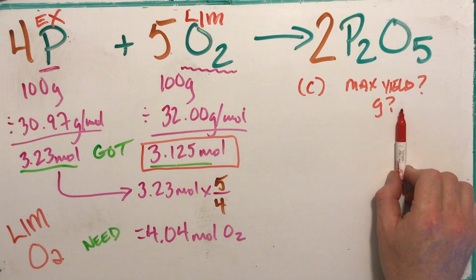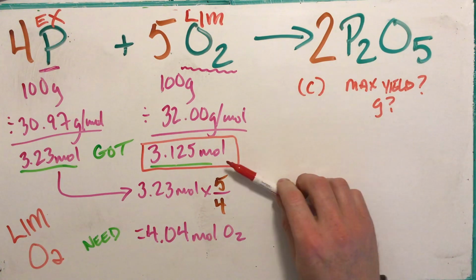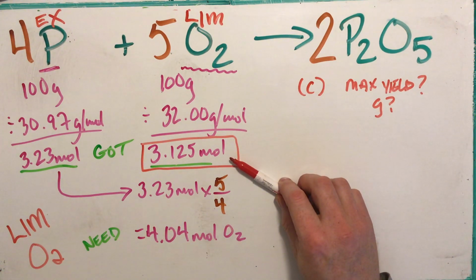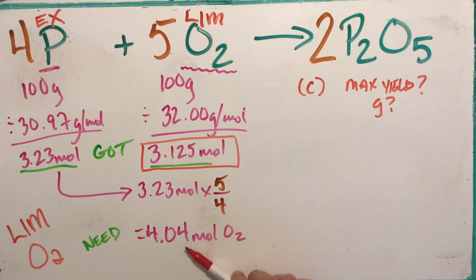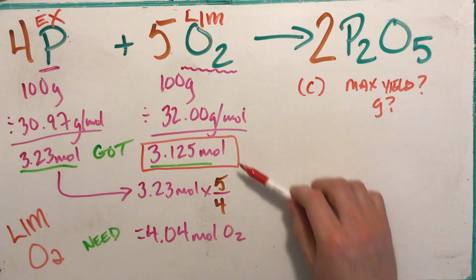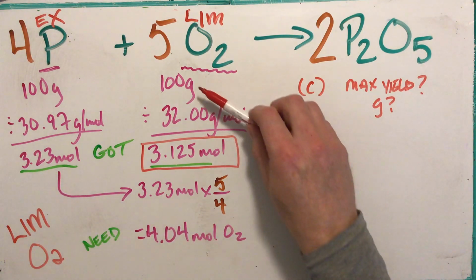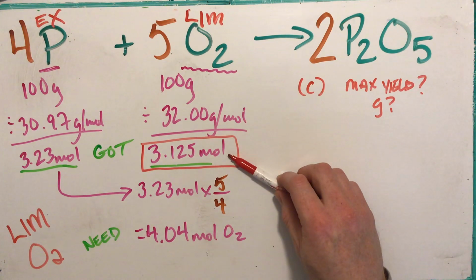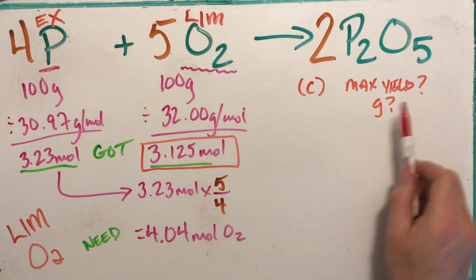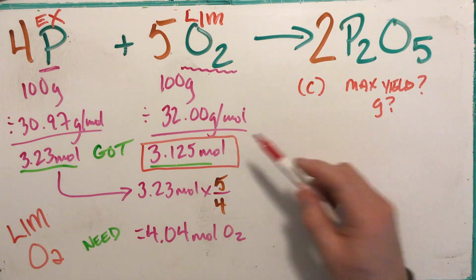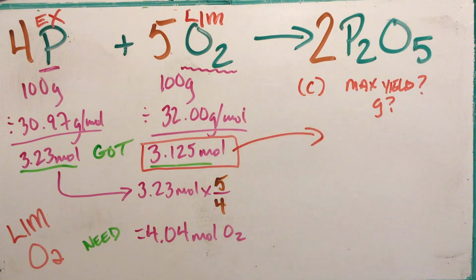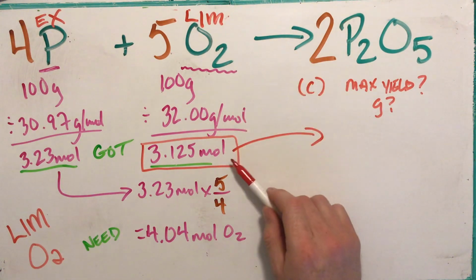What one do I use to find my maximum yield? I use this one because this is what I actually got. I don't have this. This is what I needed to react with all of this. This is what I actually have. 100 grams of oxygen is this. So this is what I use, not this. This is what I use to bring over and figure it out. It's my limiting reagent. I use how much I actually have of it.